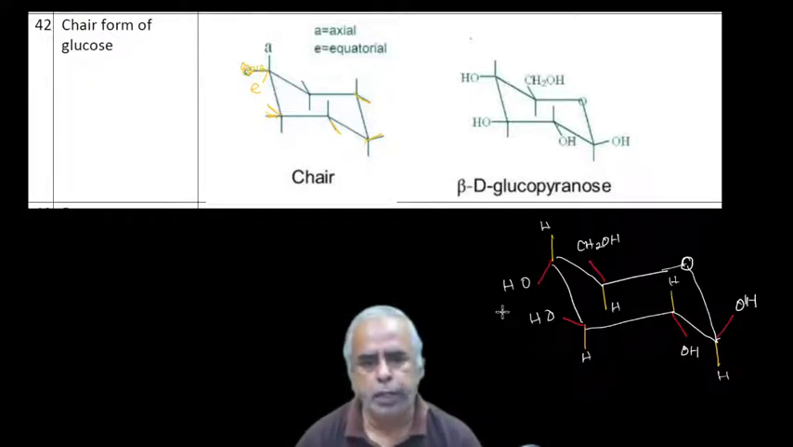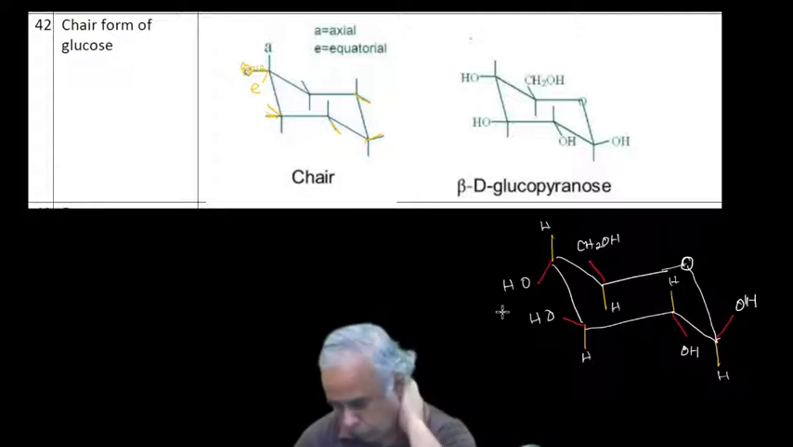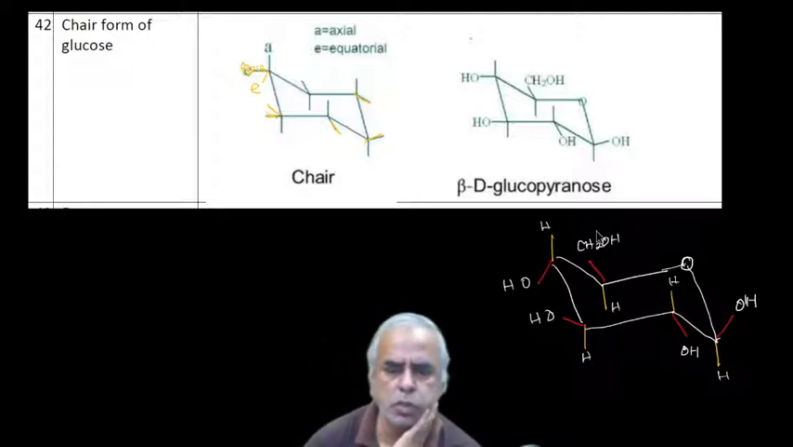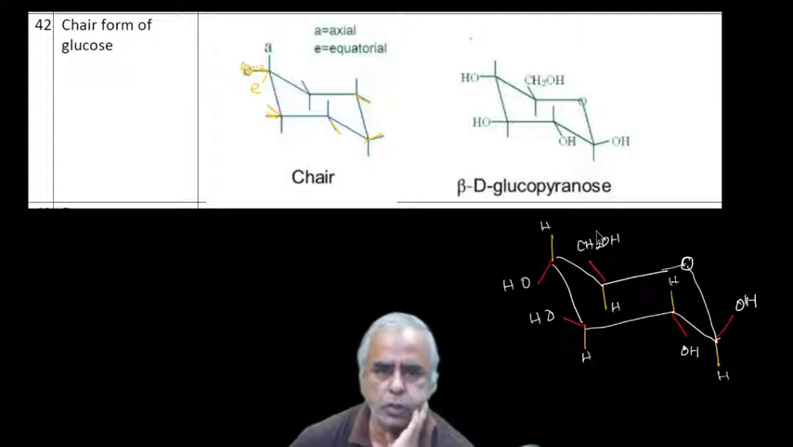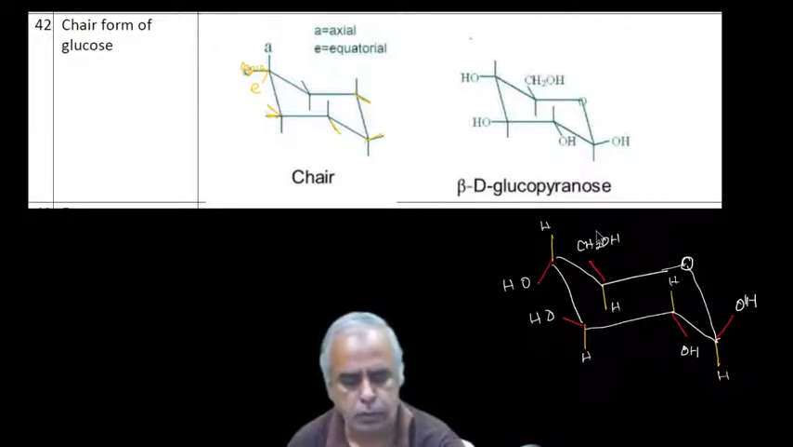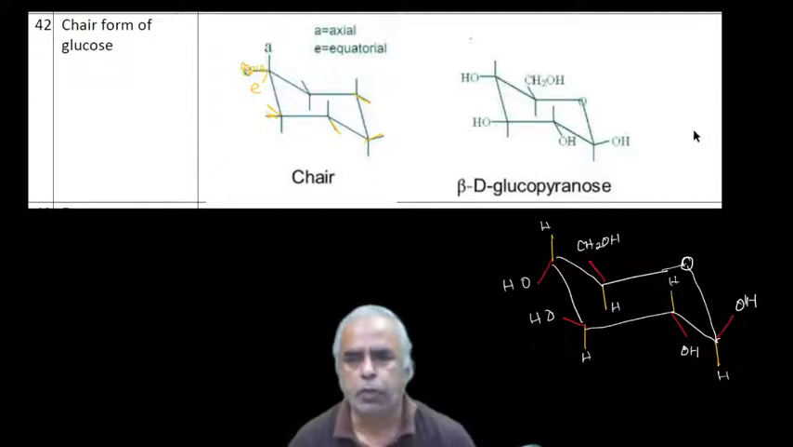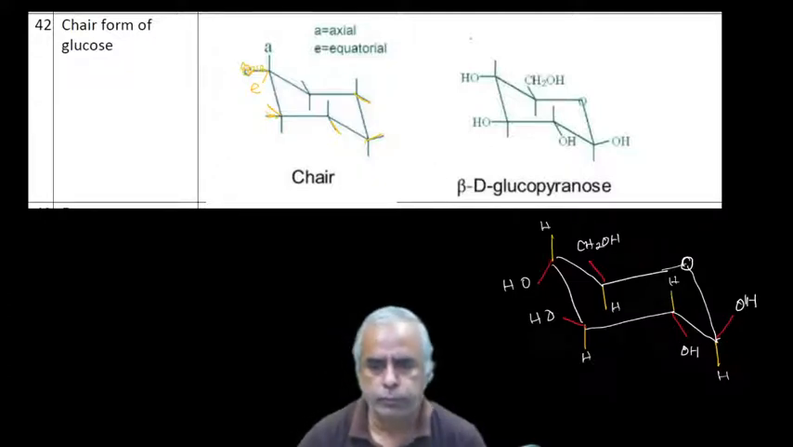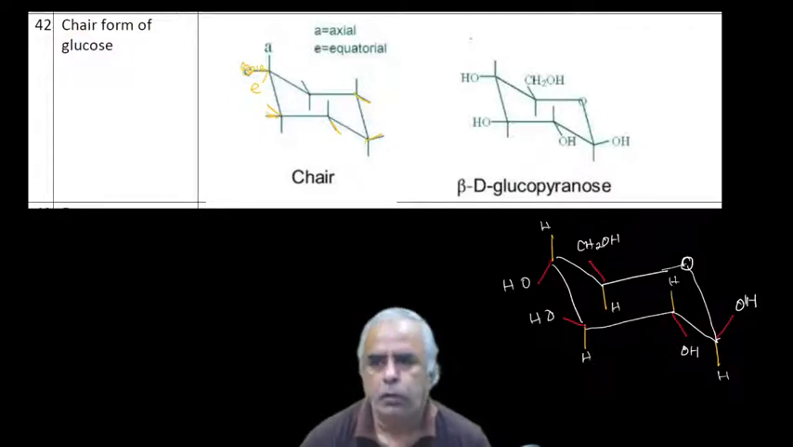So with this we have finished the structural elucidation of glucose. Similarly, we can derive the structure and establish the structure for fructose also. Okay. So any doubt? No, sir. Okay.